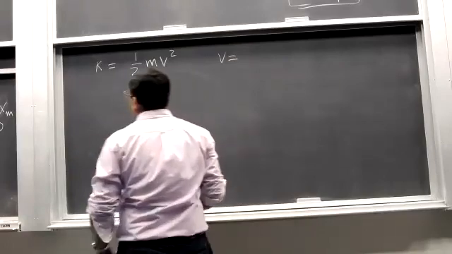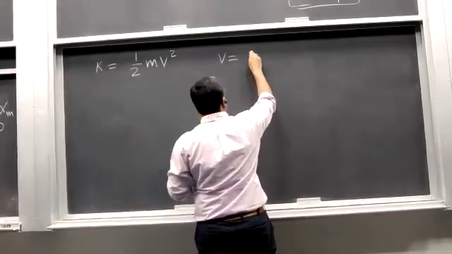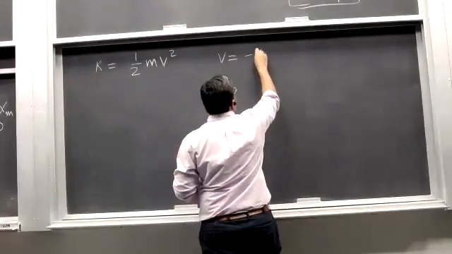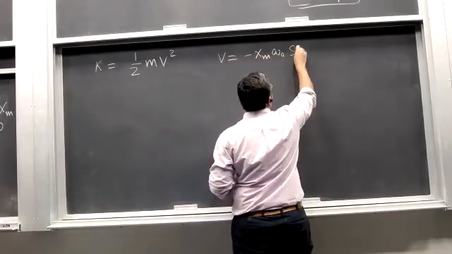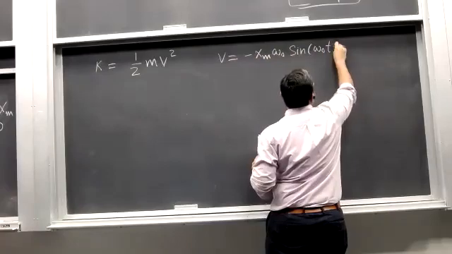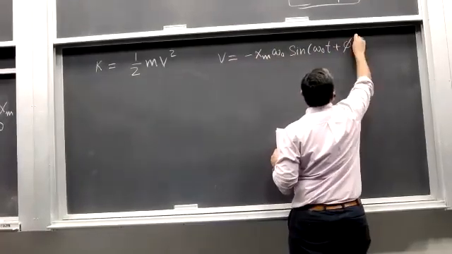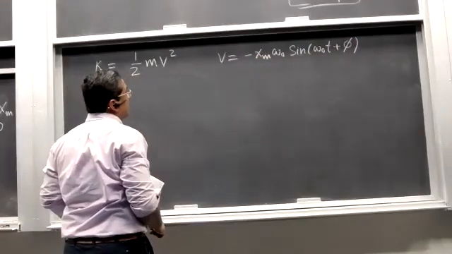It's just the derivative of x of t, right? That would be minus xm omega naught sine of omega naught t plus phi. Okay, that is what v is, right?